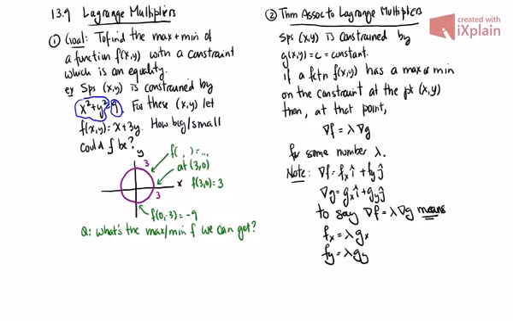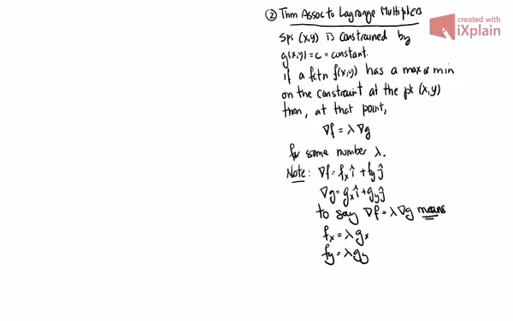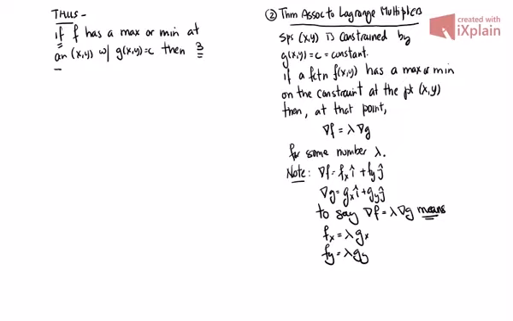So what this all means in terms of finding the maximum or minimum, the practical application, is as follows. Let me give this as a thus, and then we'll turn this into a method. If f has a max or min at an x, y, subject to the constraint, with g of x, y equals c, three things must be true.